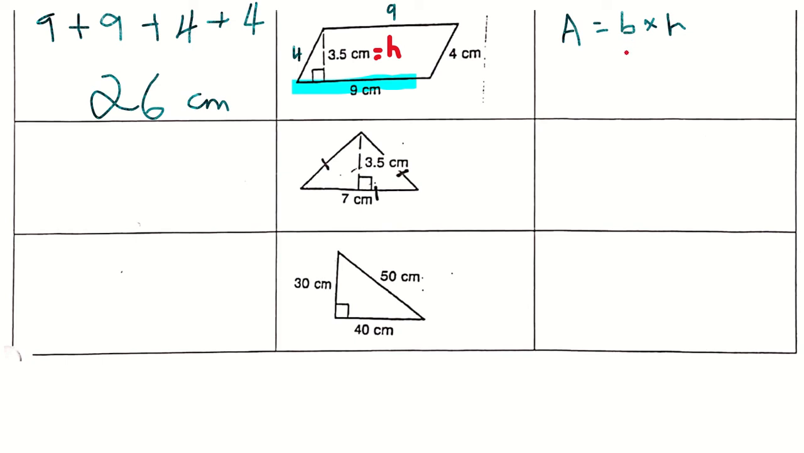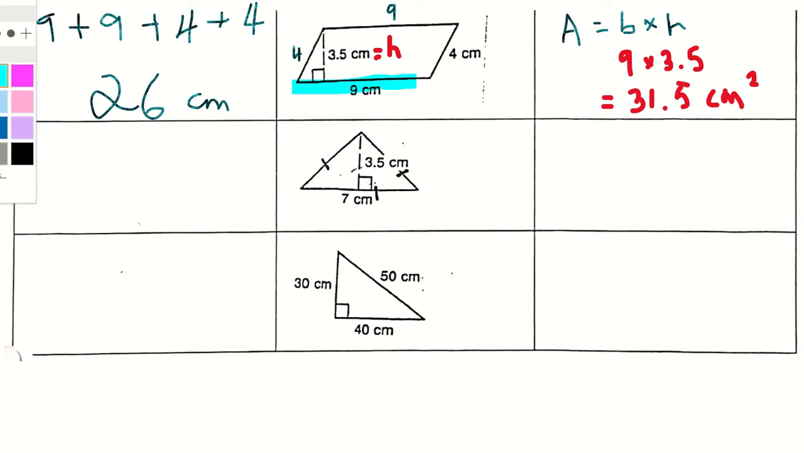So here we're going to do 9 times 3.5, to get an answer of, what would that be? 9 times 3.5 is going to be 31.5 centimeters squared. Okay, so that was the key there. The height is the dotted line. Height will always be represented by a dotted line in shapes that have a height.